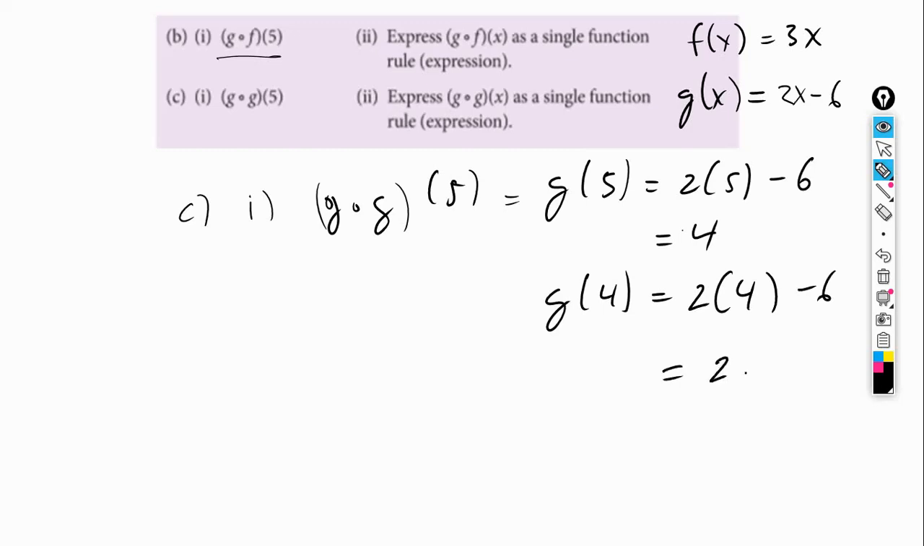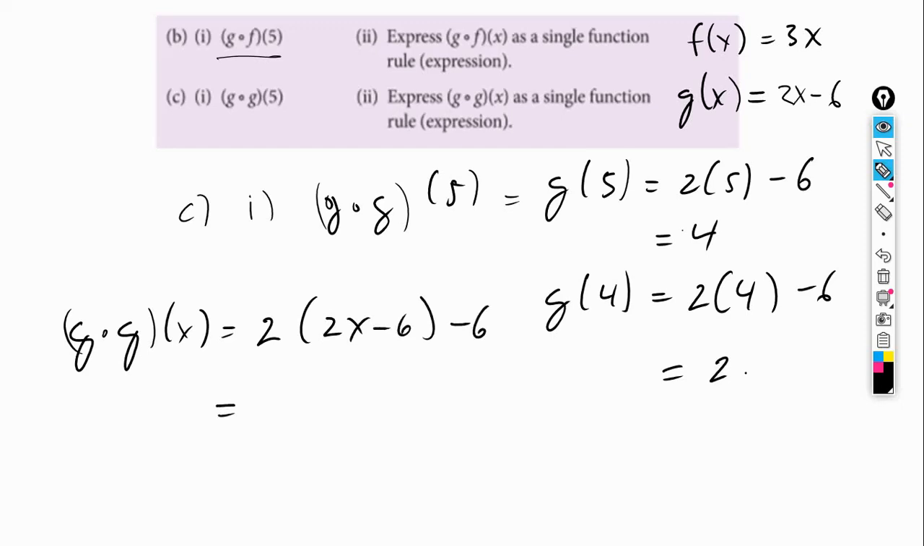So now let's express g of g of x as a single function. So that's going to be g of g of x is going to equal 2 times 2x minus 6, minus 6. So this will then be 4x minus 12 minus 6, which is 4x minus 18. So now notice, what happens if we plug in 5 in here? Well, we're also going to get 2.